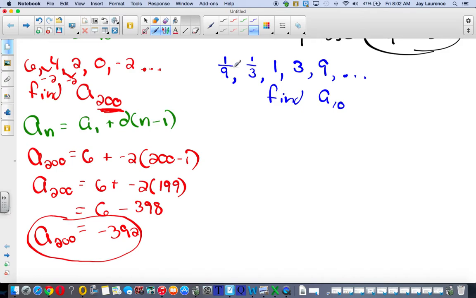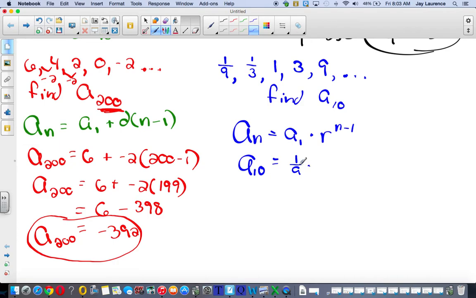All right, first you got to figure, well, let's write down the formula. A sub n equals a sub 1 times r to the power of n minus 1, right? And the first thing I need to do is fill in everything I can. Well, I know that a sub n is a sub 10. That's what I'm looking for, right? That's the one I'm counting to. A sub 1 is the first term, so that'll be 1/9.